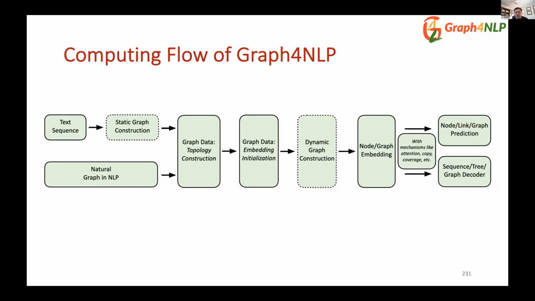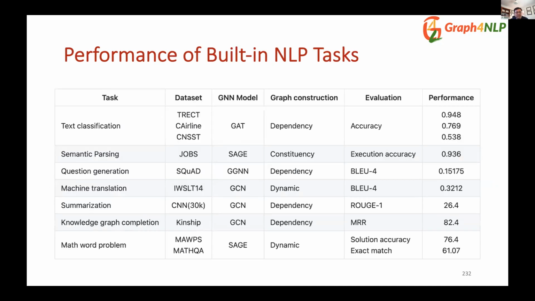Okay, and then we send that to the graph embedding module to generate the graph node representation for each of the graph nodes. And then it depends on your task. It's graph level classification, or node level classification, or link prediction, or you can do the sequence or tree and graph decoder. Alternatively, if you have input already in graph format, then you can directly just call a graph data topology construction module and then go through the following workflow.